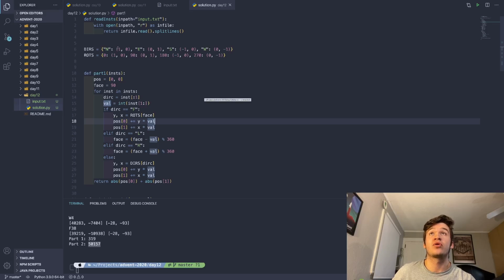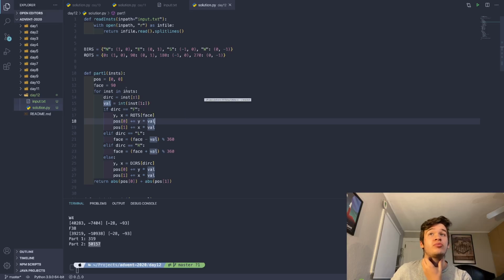So you'll see I have north means going up and not at all to the side, east means going right and not at all up or down, south means going down and not at all side to side, and west means going left and not at all up and down. Then we have our rotations and what those map to, which map to the same things except north is 0 degrees, east is 90 degrees, south is 180 degrees, and west is 270 degrees. So that's how that works.